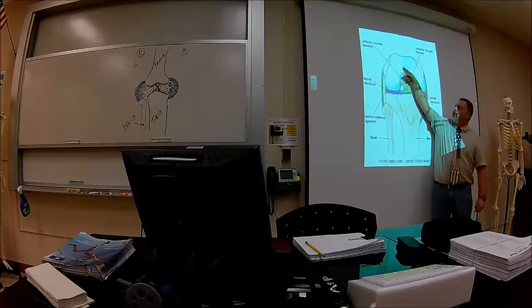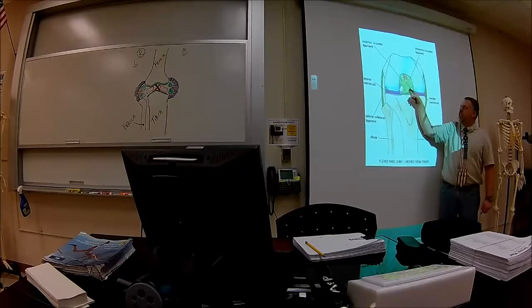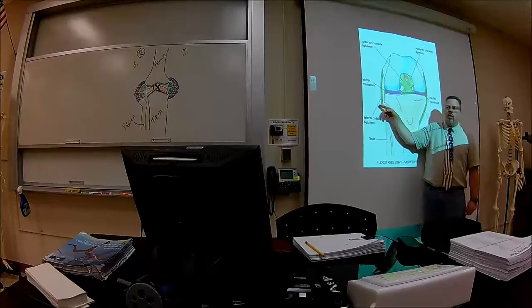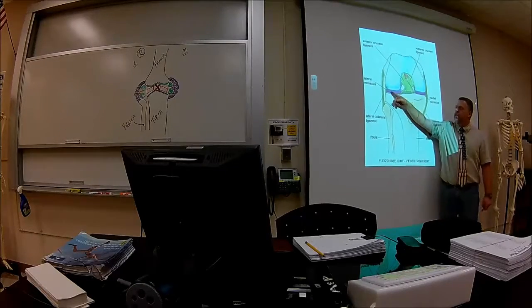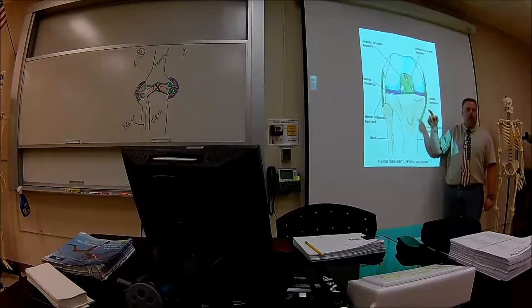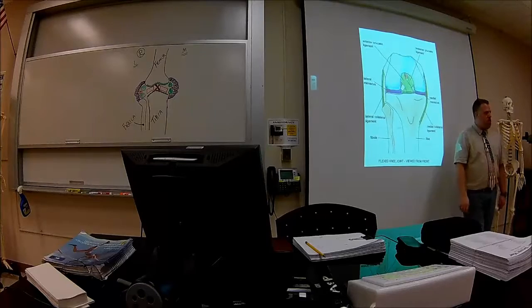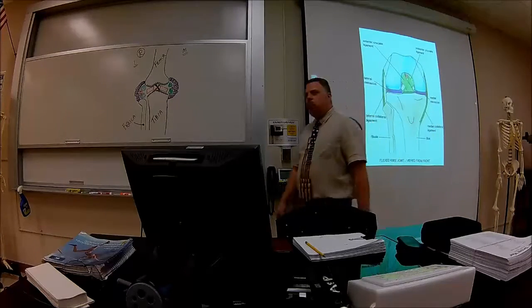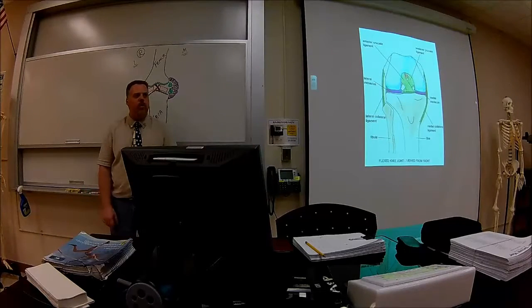So here's the inferior portion of the femur. There's the ACL, PCL going that way. The lateral collateral ligament, the medial collateral ligament in green over here. All right, you can see the lateral meniscus there, medial meniscus there. Questions so far? Okay.